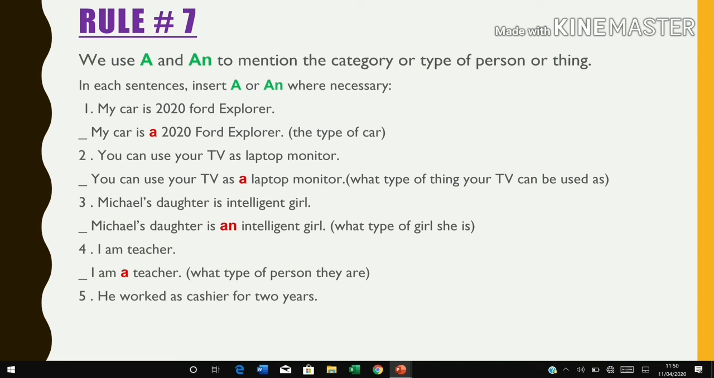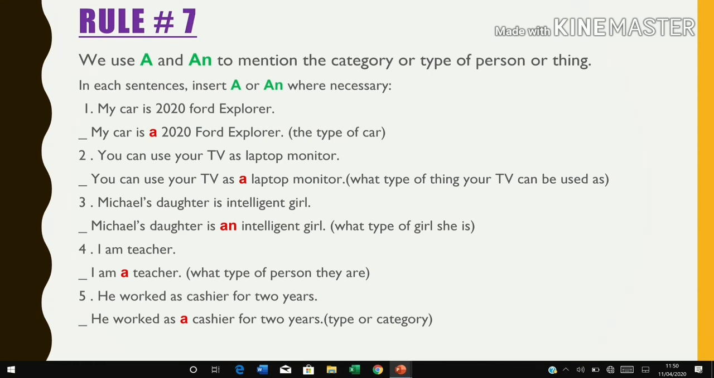And the last one is a similar kind of sentence. He worked as a cashier for 2 years. This is also a type of profession, so we have to use a type or category. We use a or an, the same way, before cashier. We have to use a.